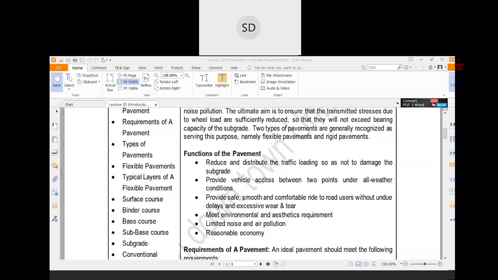It should provide a safe, smooth and comfortable ride to road users without any undue delays and excessive wear and tear to the vehicle, meet environmental and aesthetic requirements. Then it also limits noise and air pollution, and ensures reasonable economy.